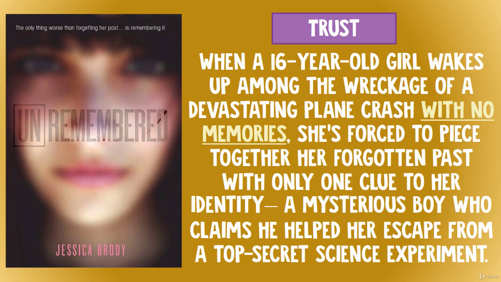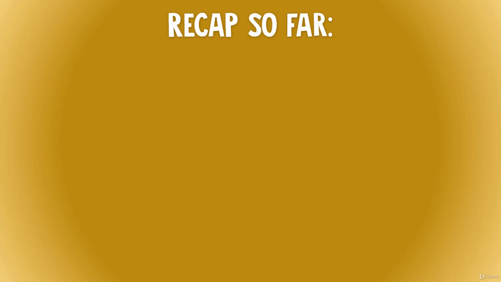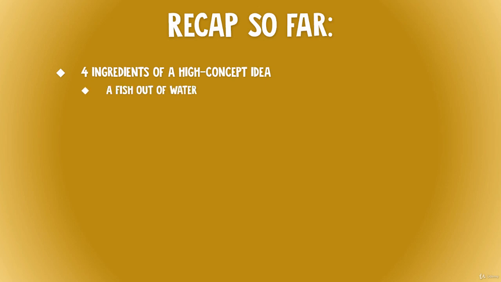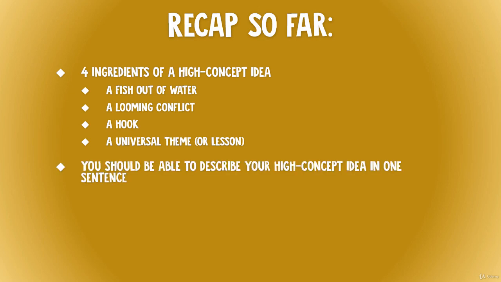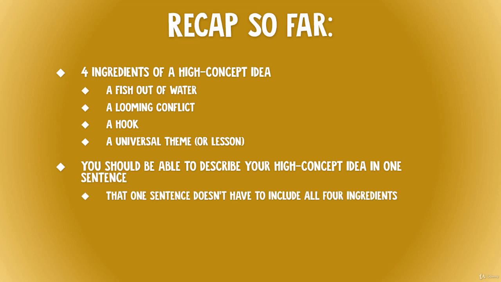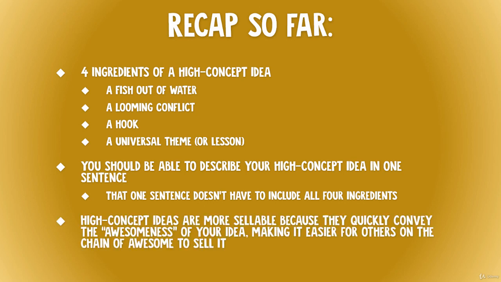Let's quickly recap what we've learned so far about high concept ideas. We've learned that every high concept idea has to have 4 essential ingredients: a fish out of water, a looming conflict, a hook, and a universal theme or lesson. You should be able to describe your high concept idea in a single sentence. However, that sentence doesn't necessarily have to include all 4 ingredients. High concept ideas are more sellable because they quickly convey the awesomeness of your idea, making it easier for others on the chain of awesome to sell it.